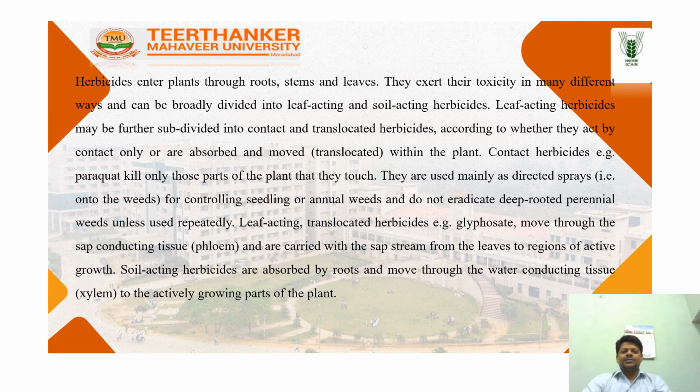They are usually applied as a directed spray onto the weeds or for controlling seedling or annual weeds, and do not eradicate deep rooted perennial weeds unless used repeatedly. Leaf acting translocated herbicides, for example glyphosate, move through the sap conducting tissue, the phloem, and are carried with the sap stream from the leaf to the site of action. Soil acting herbicides are absorbed by roots and move through the water containing tissue, the xylem, to the actively growing parts of the plant. This means xylem carries water content and phloem carries food content in the plant.